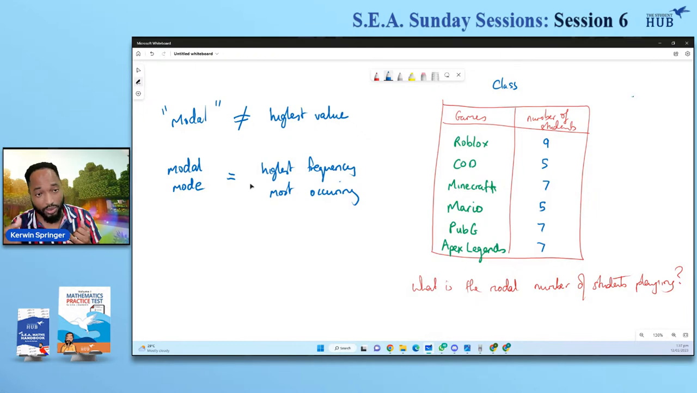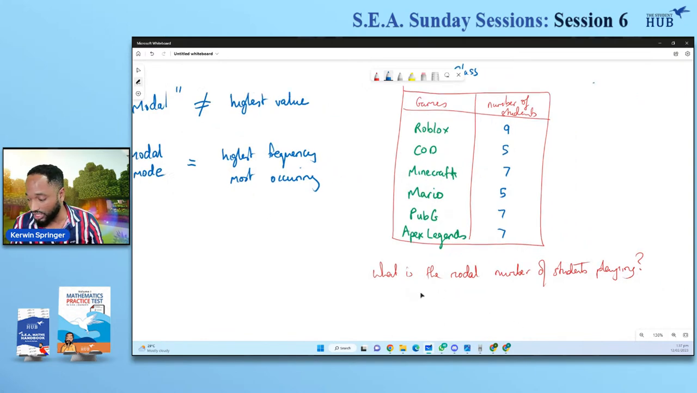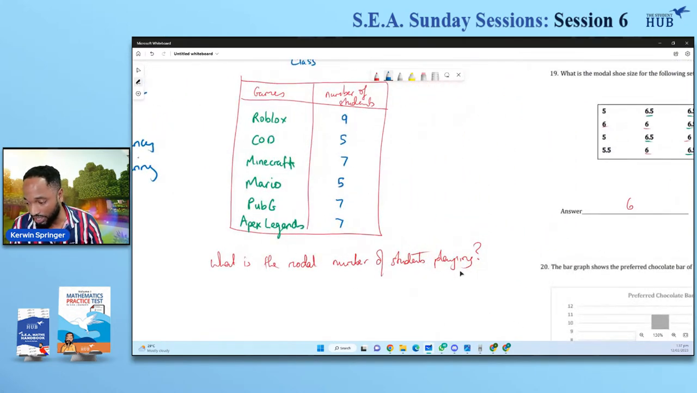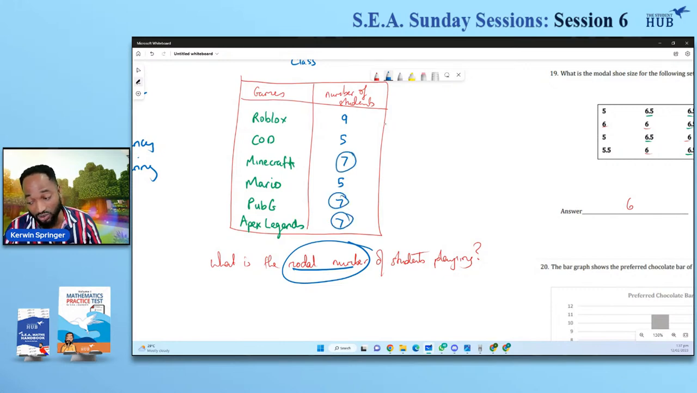Who is coming the most? Who is showing up the most? You understand? It's a different idea. So if the question is asking what is the modal number of students playing, this is actually saying what is the most occurring that you are seeing in the number of students playing, and that is actually seven. Now, this is not settled. I am pretty settled on this, but you may still have some teachers who may disagree with me on this, believe it or not.